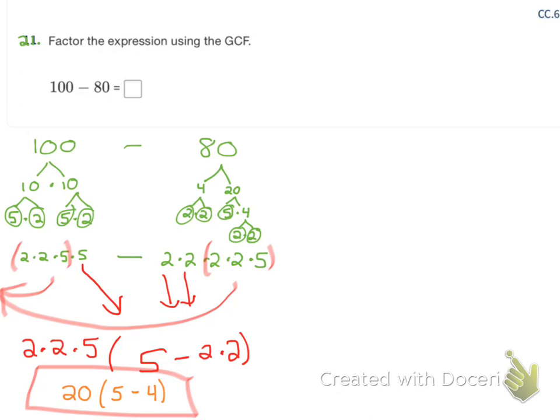Okay, so we factored 100 minus 80, and we made it 20, and then in parentheses, 5 minus 4. And we could distribute just to make sure that our answer makes sense. 20 times 5 is 100, and 20 times 4 is 80, so that's the same as saying 100 minus 80. And that is it for question number 21.